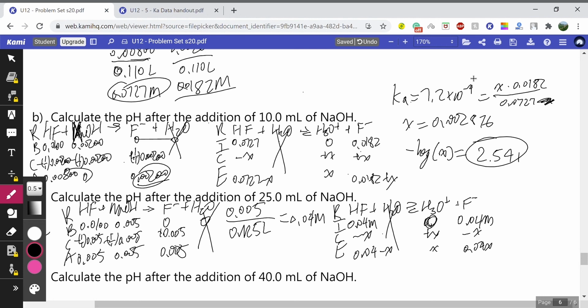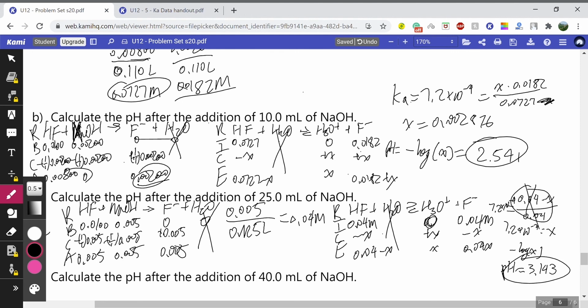So this will be 0.04 times X divided by 0.04 equals our K, which is 7.2 times 10 to the negative 4th. That means the 0.04 and 0.04 will cancel out, which means 7.2 times 10 to the negative 4th is equal to X. Now if we do the negative log of X, we can get pH of negative log 7.2 e to the negative 4th, which is 3.143. And again, it's 0.04 divided by 0.04, so I can simply cancel it out, leaving us only X.